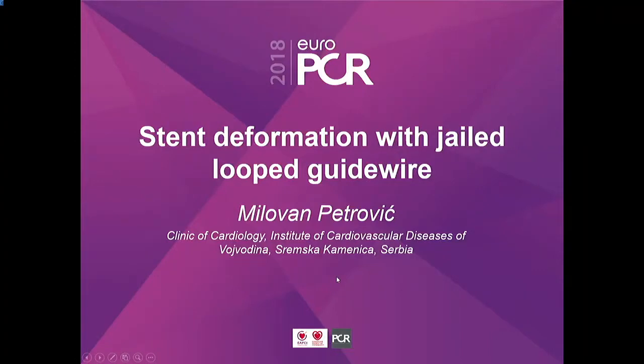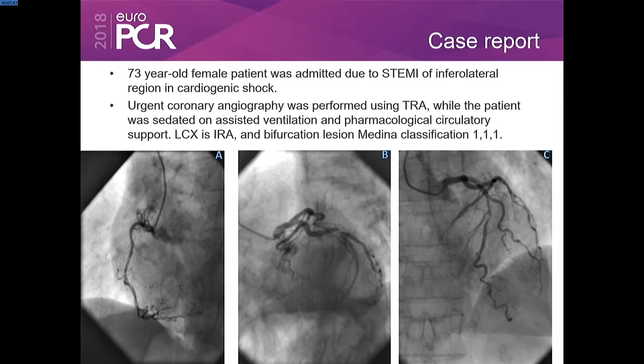We admitted a 73-year-old female patient last September, on a Saturday afternoon, due to acute myocardial infarction with ST segment elevation with inferolateral localization in cardiogenic shock. Urgent coronary angiography was performed using transradial approach while the patient was sedated, on assisted ventilation and pharmacological circulatory support. Coronary angiogram showed right coronary artery without any significant angiographic lesion.